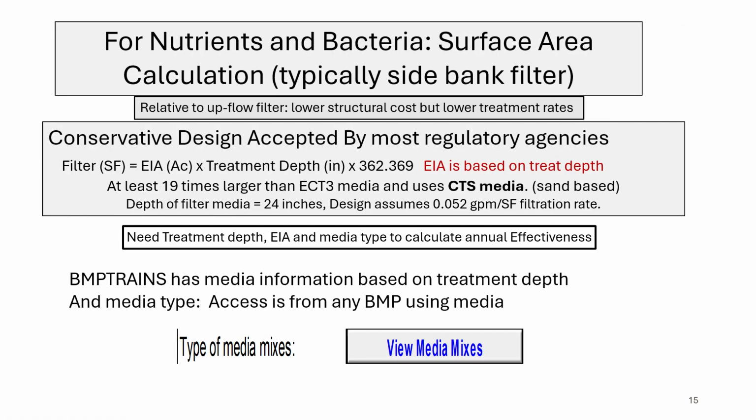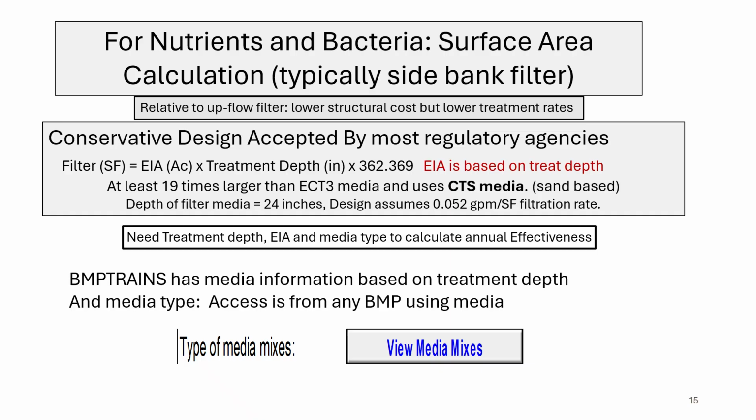For nutrients and bacteria treatment using a side bank filter, the surface area calculation follows a conservative design approach that is accepted by most regulatory agencies. The formula used is filter area in square feet equals the effective impervious area in acres, multiplied by the treatment depth in inches, multiplied by the conversion factor 362.369. It's important to note that the effective impervious area is determined based on the treatment depth.